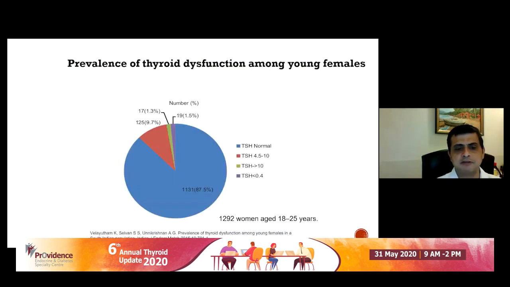This is also a study we published, which looked at the prevalence of thyroid dysfunction among young women, and we found that a significant proportion of young women, almost 9.7%, had a TSH that was between 4.5 to 10, and a smaller percentage, 1.3%, had a TSH of above 10.